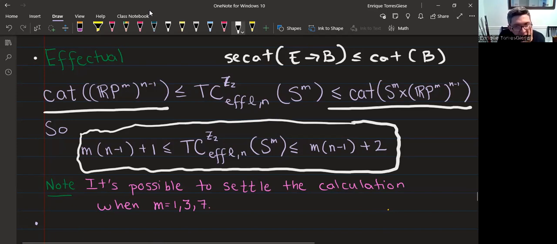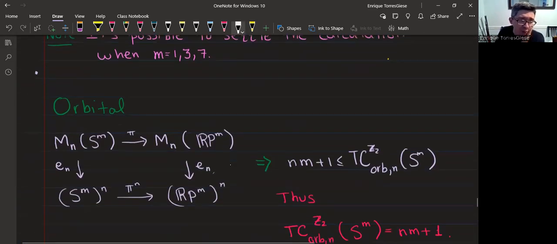potentially the effectual TC might be connected to the Hopf invariant one problem. But again, this is an open question. We don't know what is the final answer of this calculation. This is so far what we have, and again, it could be connected to some potentially nice results from topology.